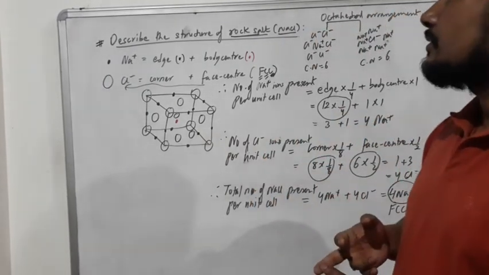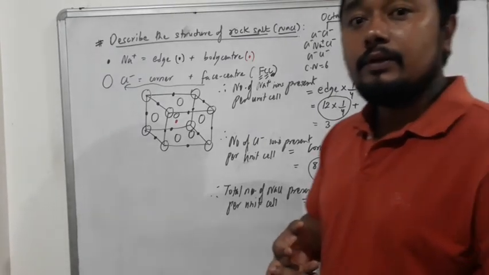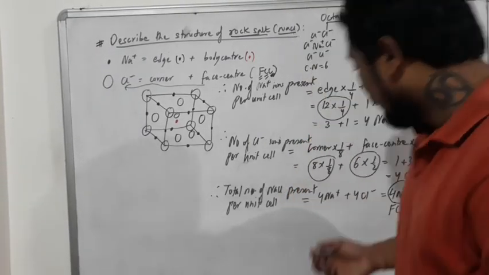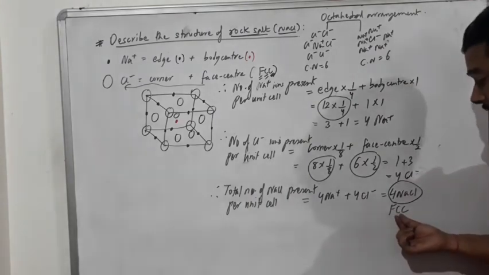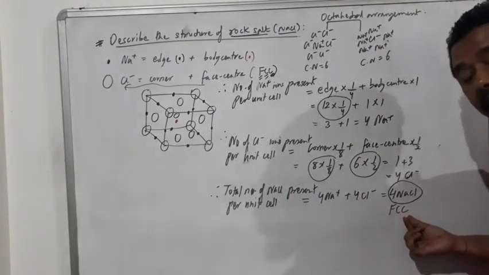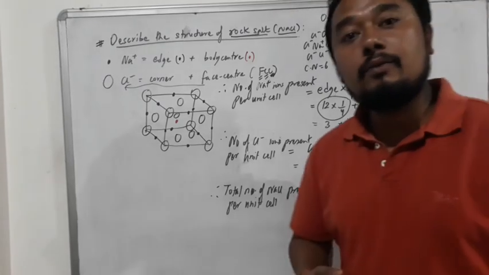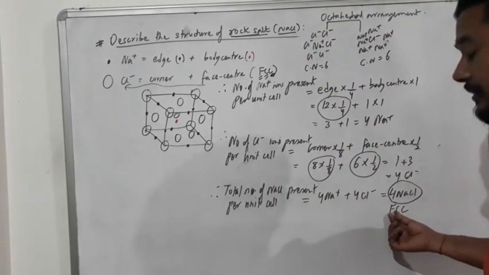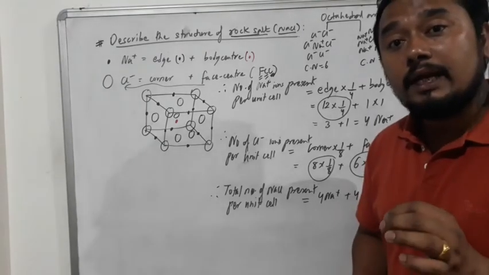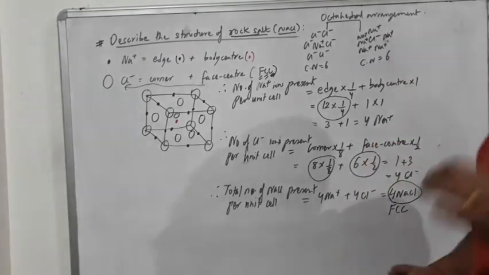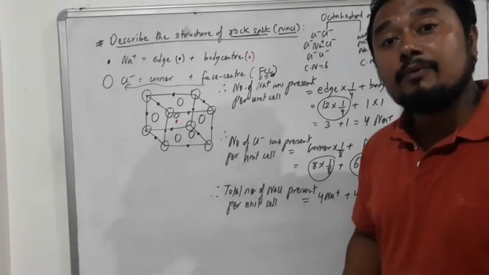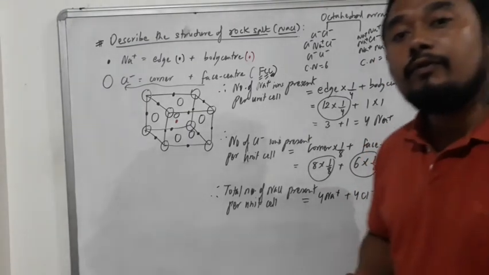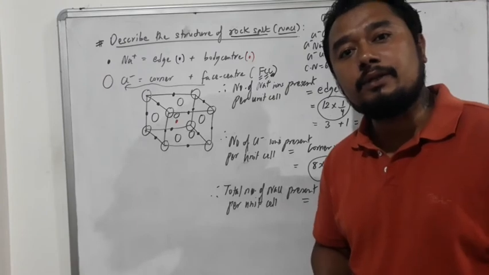Number 2, they may ask you, in what type of unit lattice is it crystallized? So the answer is face centered cubic unit cell, that is FCC. Or they may ask you what is the type of unit cell NaCl shows. So again the answer is FCC. Whether they say in which lattice it crystallized, the answer is FCC. Whether they say the type of unit cell it has, again the answer is FCC.